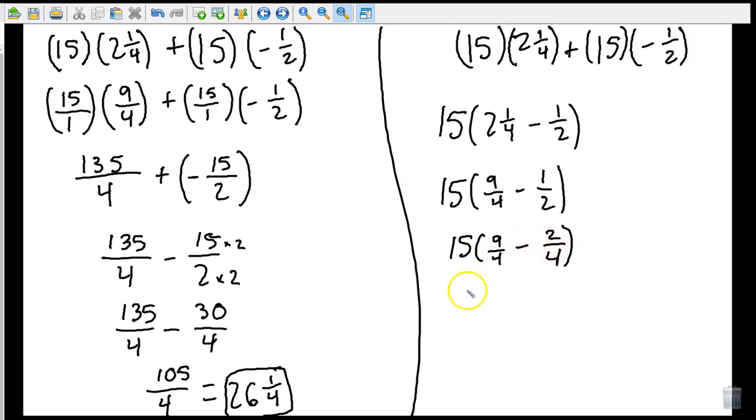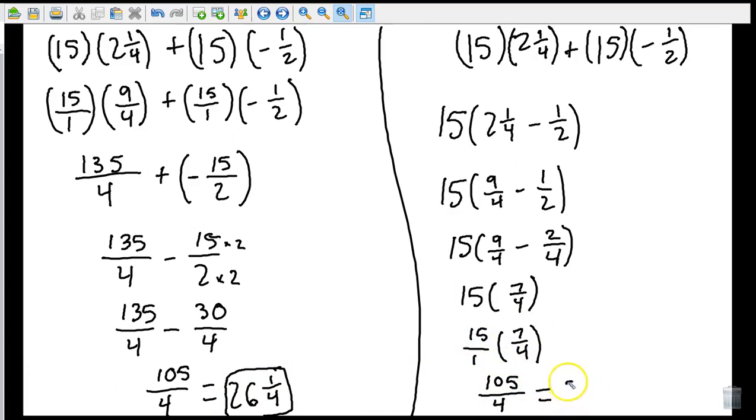Okay? So now we can work this out. 9 minus 2 is 7. So we get 7/4. Okay? Now we can just multiply them. 15/1 times 7/4. We cannot cross simplify anything, but we know this is going to be our answer, and we already did this. So we can find out that 15 times 7 is 105. 1 times 4 is 4. And like we said before, 26 1/4.